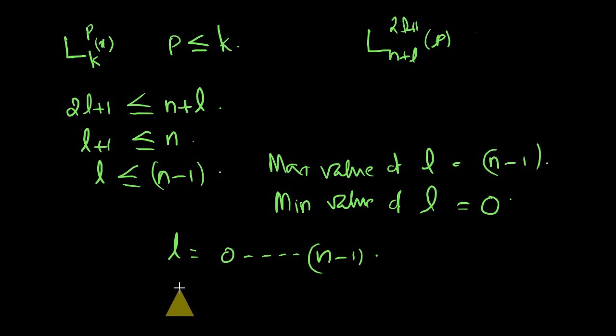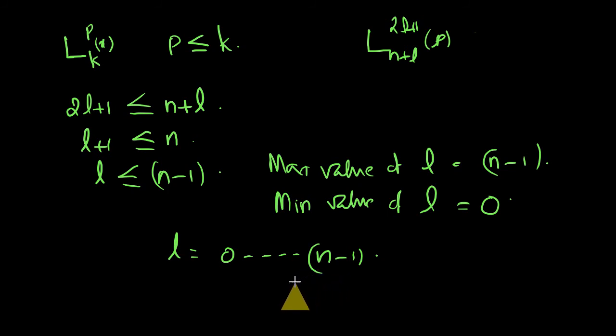0 to N minus 1. And we don't know anything about N here, right? What is the nature of N? But it is very easy to establish now the nature of N. You know that L can have the values 0 to N minus 1, right?